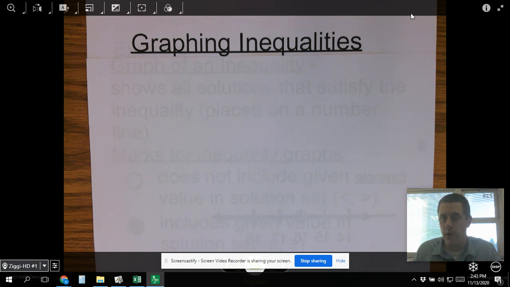So if you want to grab a notebook or a sheet of paper, something that you can record the information and do the examples along with me, that would be great.